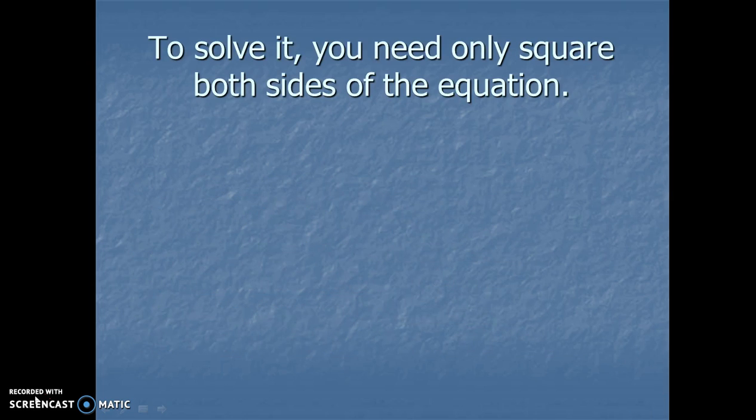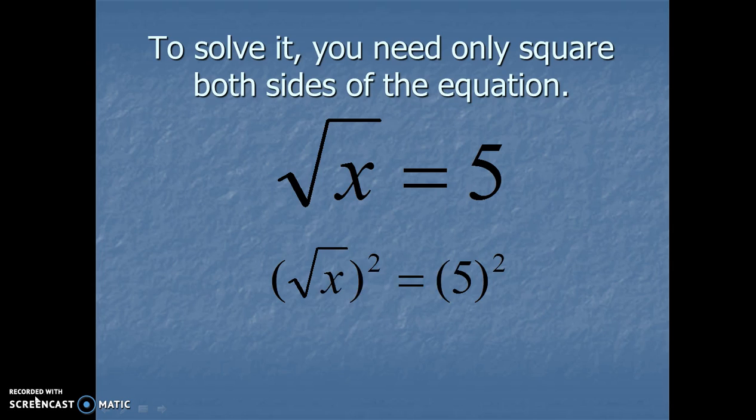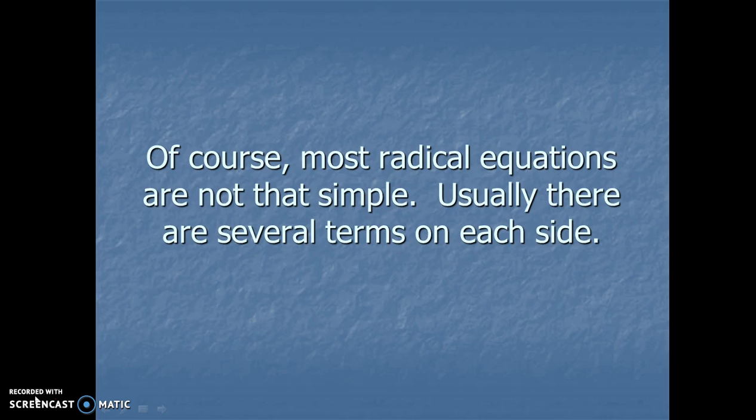So to solve what we originally started with, the square root of x equals 5, the only thing we're going to have to do here is just to square both sides. When you square square root, it goes away. And then we all know that 5 squared is the same as 25. So your x is by itself, and x is equal to 25, and you're finished. Alright? Of course, most radical equations are not that simple.